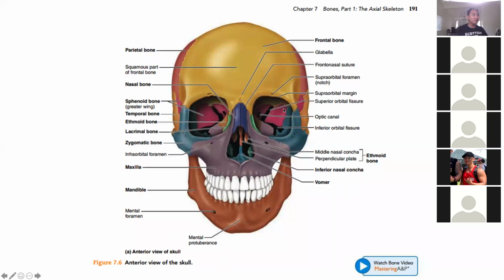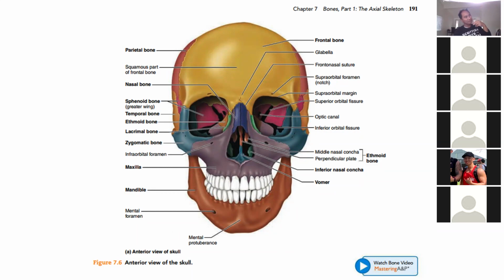So here, superior orbital fissure at the top. This is lower. Upper means superior, lower means inferior. Inferior orbital fissure, superior orbital fissure, and optic canal. Optic canal is for our optic nerve. It is the nerve coming from the eye, which goes backwards into the brain to the occipital lobe. So these are the little structures we talk about.